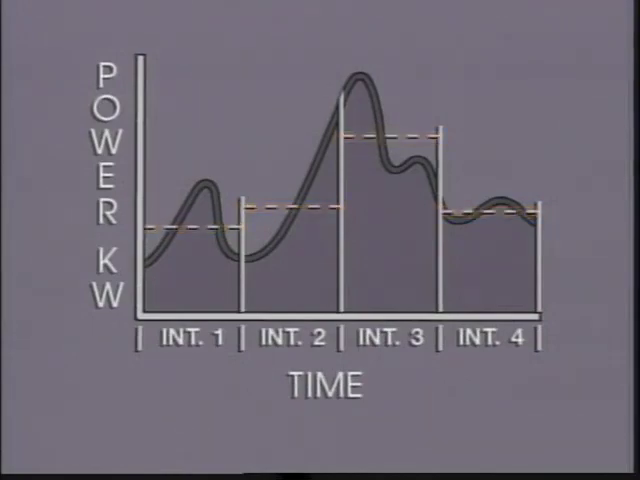The demand value that the meter preserves or indicates is the maximum average power used in an interval during the billing period. So, for example, if this 3rd interval represents the maximum demand for a billing period, this average power is the value that the demand meter would indicate. And it's this value that would be used to help determine the customer's billing for the period.